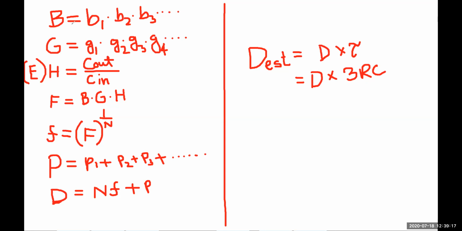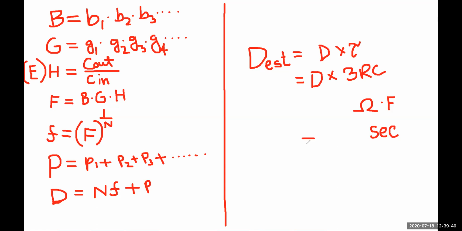Now remember, the B do not have any unit, G do not have any unit, nothing have any unit. R and C, they have unit. The unit of R is ohm, the unit of C is farad. If you multiply ohm and farad, it will give you a second. Okay? It will give you second.